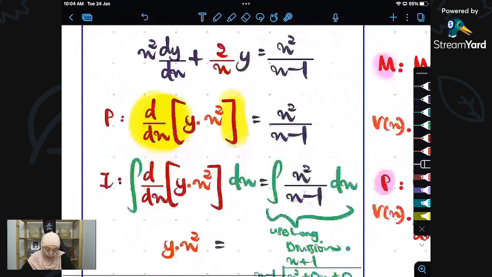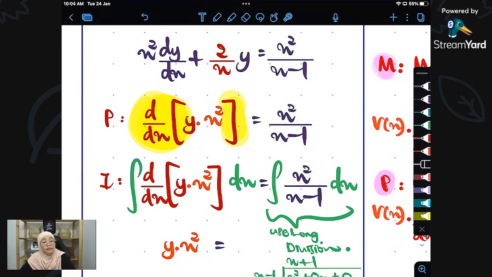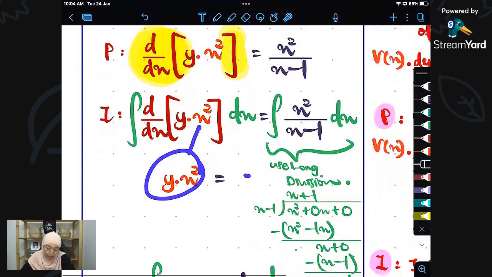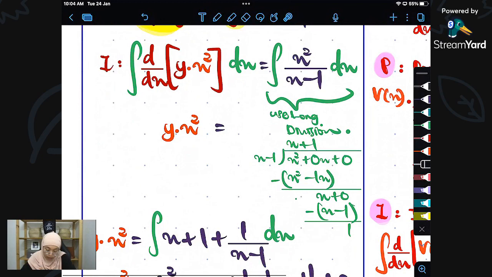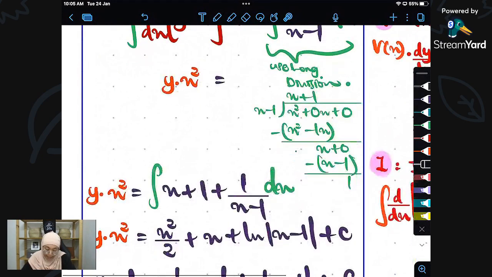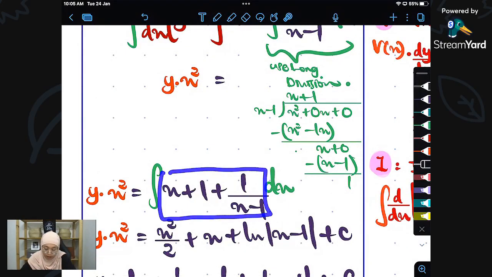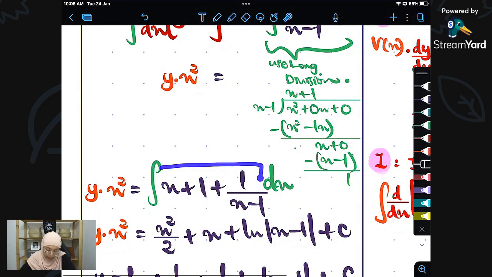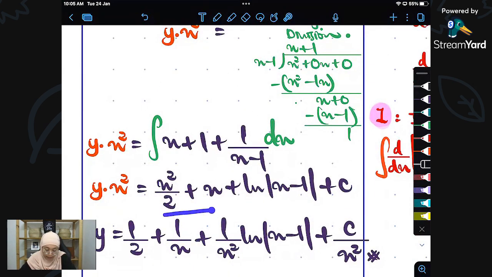Okay, and then last step is integrate both sides. When you integrate both sides, you can cancel out. You will only get y x squared. Okay, y x squared. And then yang belah kanan ini, we solve this. This is a bit longer. We use long division so that we can get a simplest way to integrate it. So I use the long division, and then I can integrate it nicely and happily, and this is my answers.